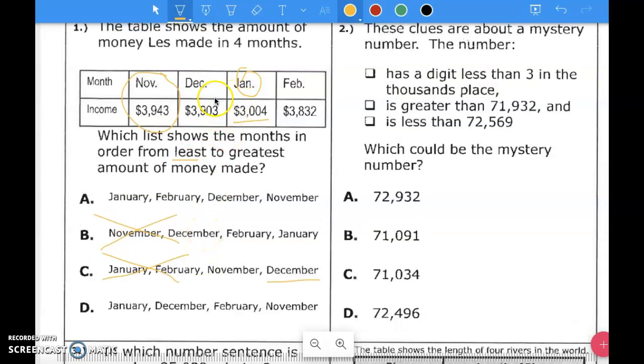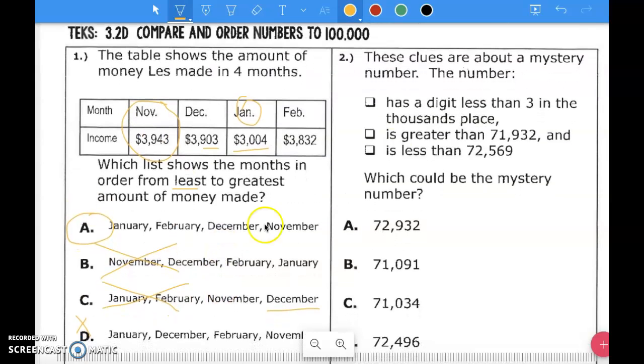So what goes next after November? I think December is next. So you must have December and then November. Or let's do least to greatest. 3,004, which is January, and then February, 3,800. So January, February, December, and November. This is my right answer, and this one was my distractor.